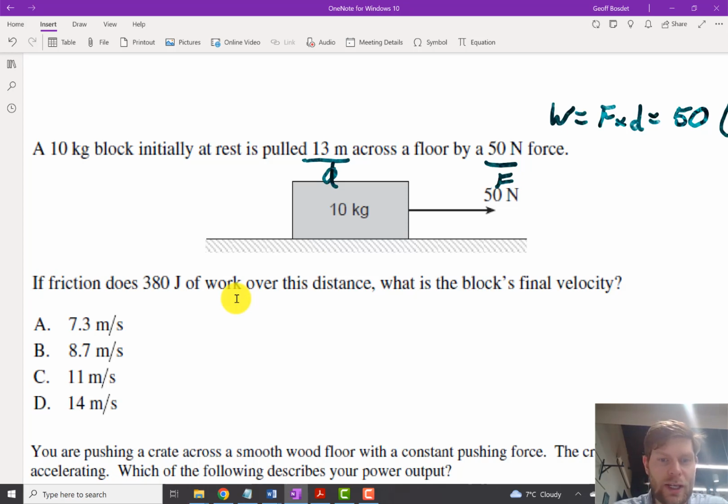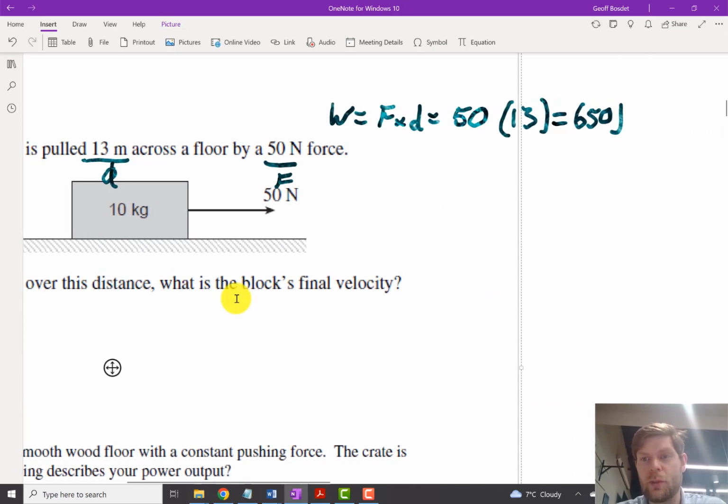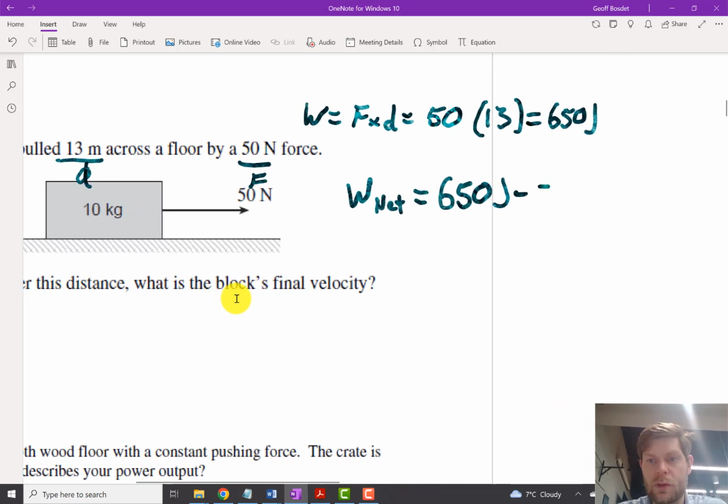Friction is going to be doing negative work. It's going to be taking energy away from it, and also its force is backwards while it moves forwards. Both tell you that it's going to be negative work. So we may as well take that away from here. So our net positive work is equal to our positive work minus our negative work, which is 380, which I believe is 270.